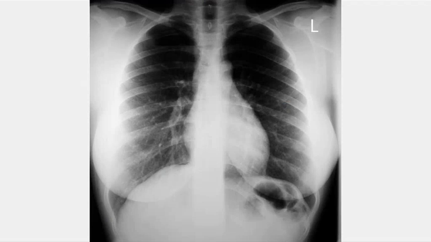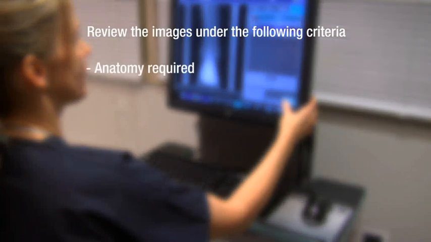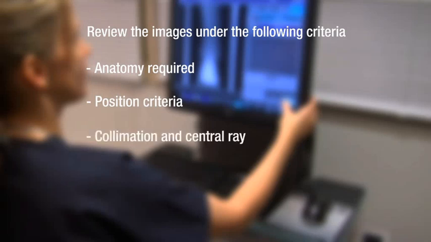Critique and assess the image quality according to standard criteria. Anatomy required: the correct anatomic parts and structures are included. Position criteria: the body part is correctly placed in relation to the image receptor and distortion is minimized. Collimation and central ray: the collimation borders in relation to the body part and location of the central ray. Exposure criteria: assess the detail, contrast, and density of the image and check that there is no motion artifact.